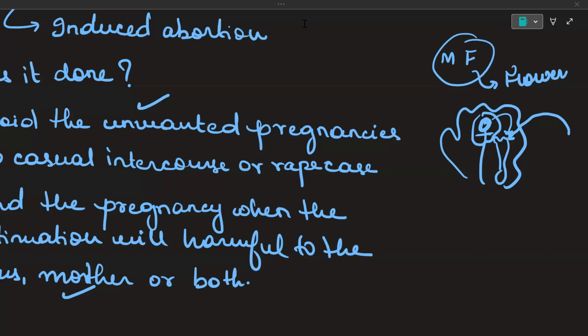So what happens in vasectomy and tubectomy? In vasectomy, a small part of the vas deferens is removed or tied up. Okay. And in tubectomy, a small part of the fallopian tube is removed or tied up. That's it. Correct.